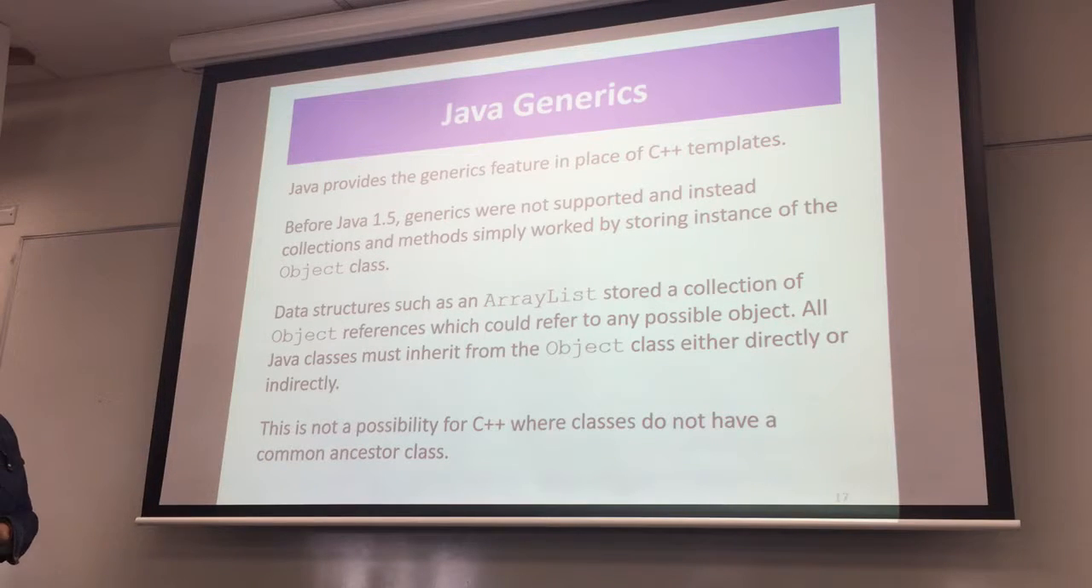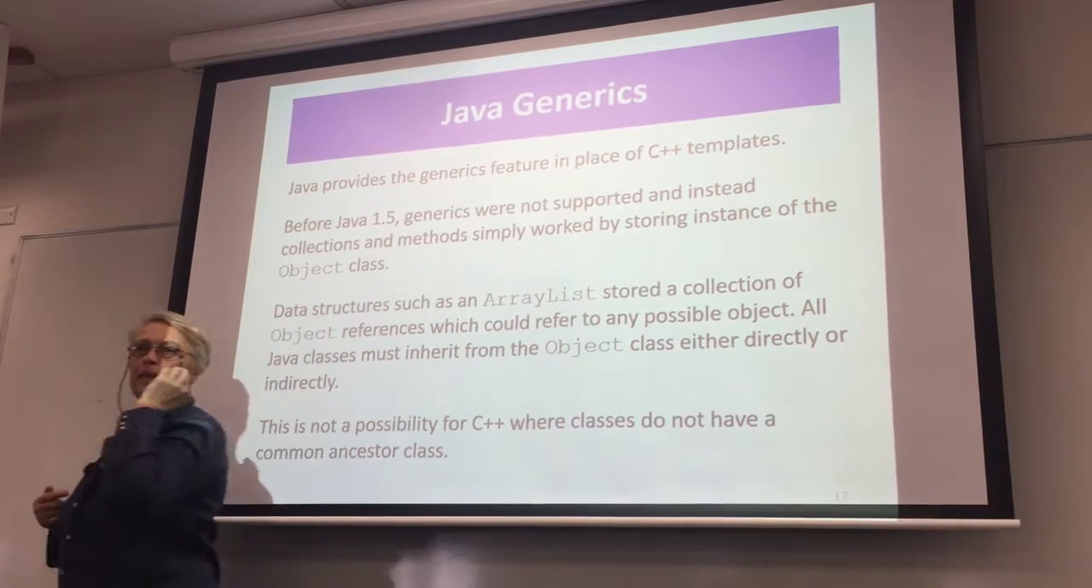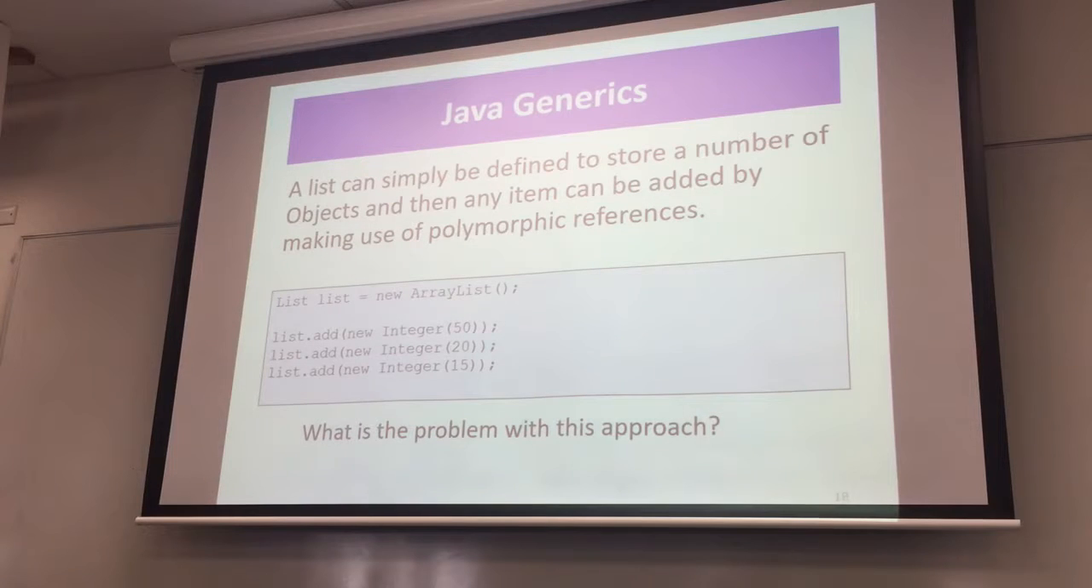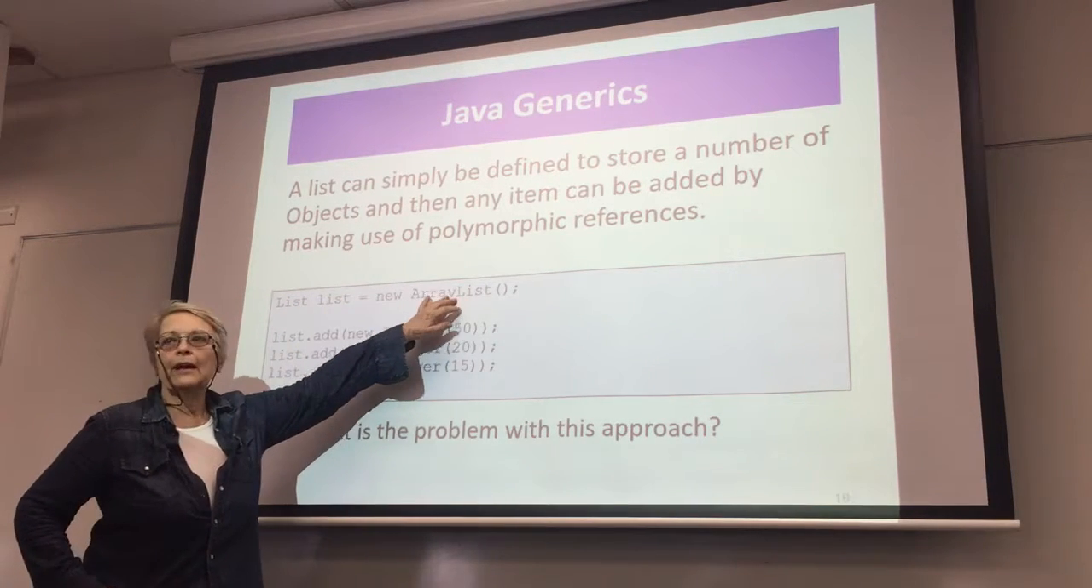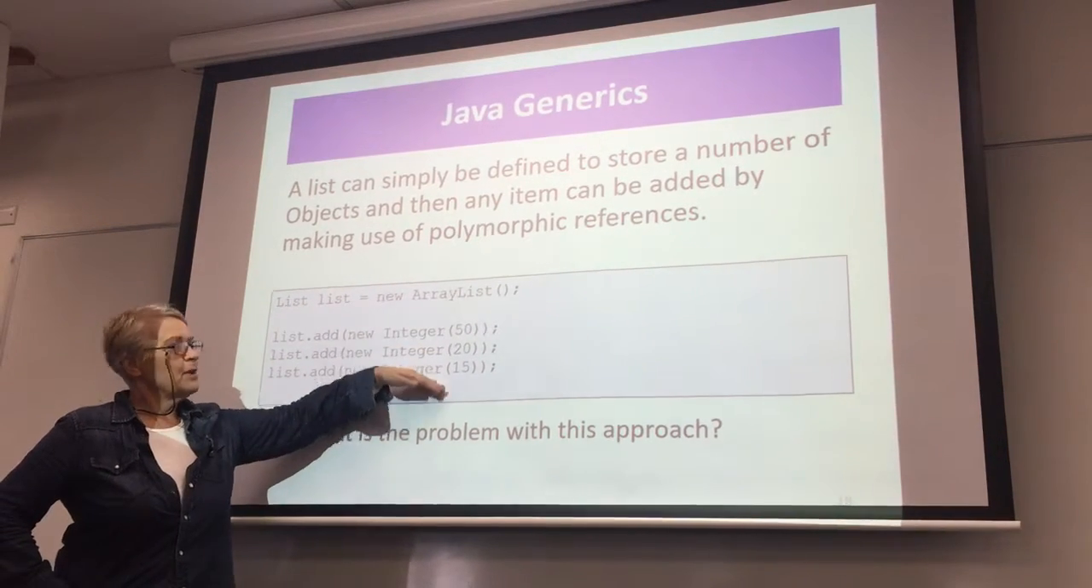So, because everything is derived from objects, they did not consider necessary to specify the type, because in the end you can have everything available, because it was in the end an object type. But this leads to problem. For example, you can have this list where you don't have any specification of the type. Notice? And then you add some integers.